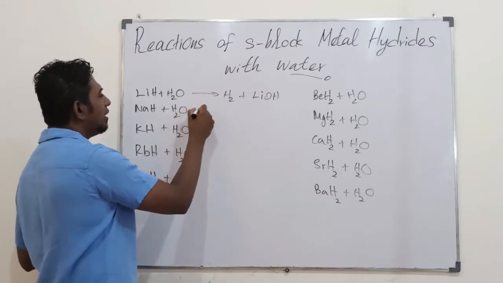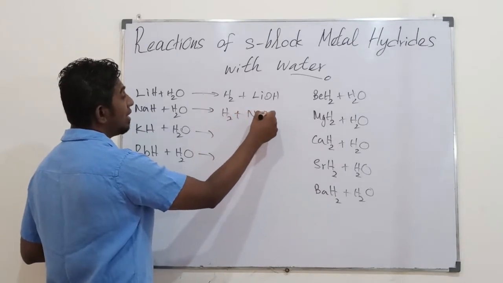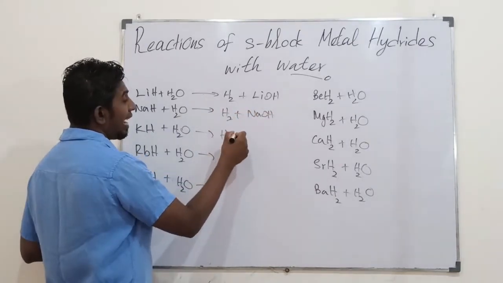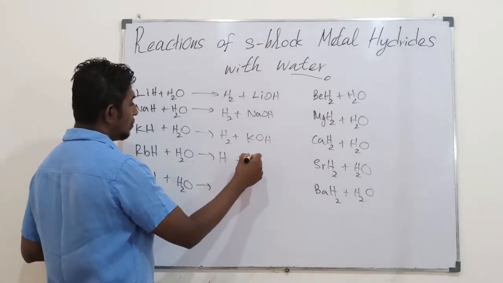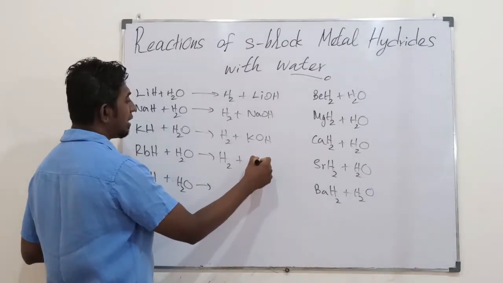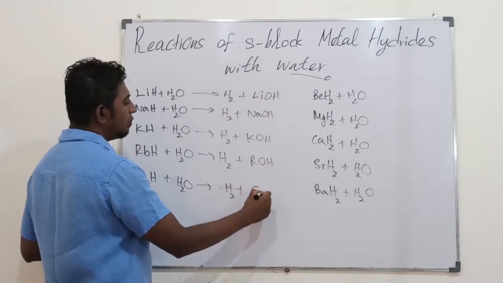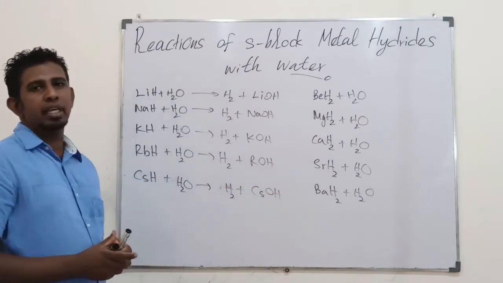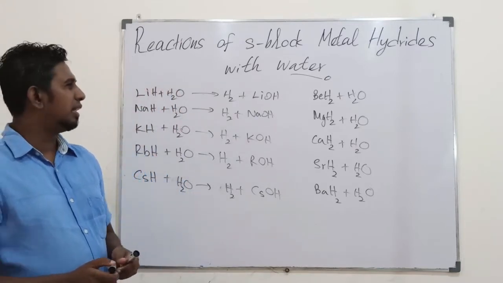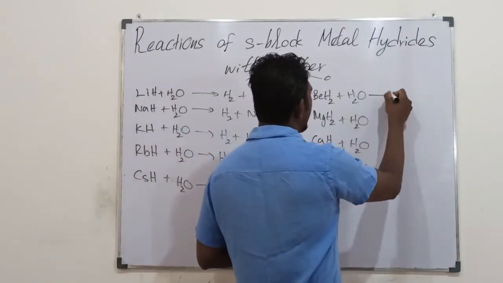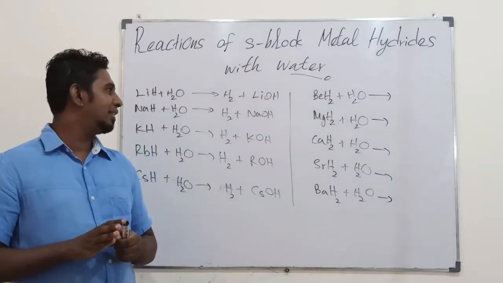Similarly, I could write balanced chemical equations for the others as well, because they are going to react similarly, giving the same products. So it's H2 and the respective metal hydroxide. Then you would get lithium hydroxide, sodium, potassium, rubidium, cesium hydroxides with H2. Then it's regarding the second group metal hydrides' reaction with water.